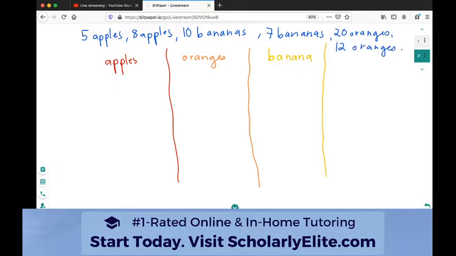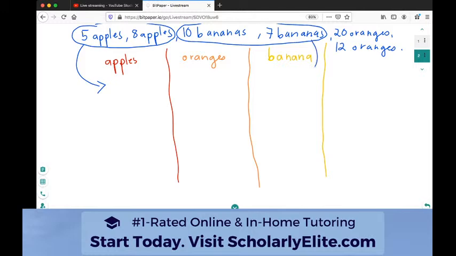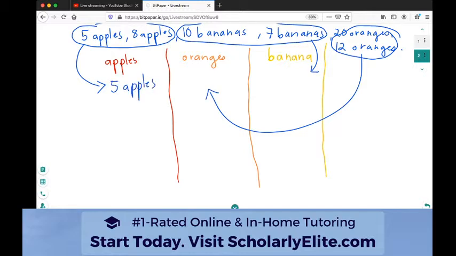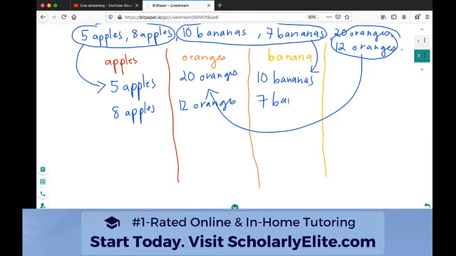So in this scenario, when you're putting things into their groups, you're going to say, well, the apples go with the apples, and they can go in the apple group. The bananas go with the bananas, and they can go in the banana group. And then the oranges go with the oranges, and they'll go in the oranges group. So here in the apples group, you have 5 apples plus 8 apples. Here you'll have 20 oranges plus 12 oranges. And here you'll have 10 bananas and 7 bananas. Then you can add this up and you're going to get 17 bananas.